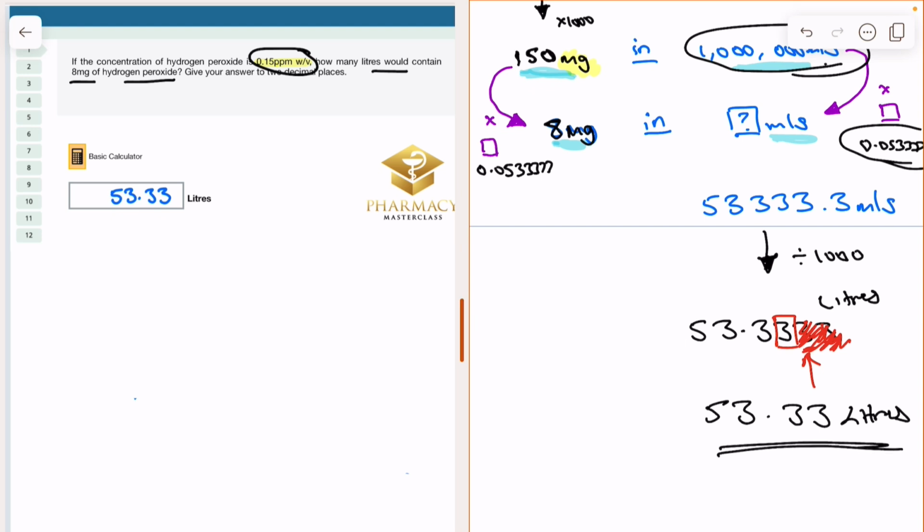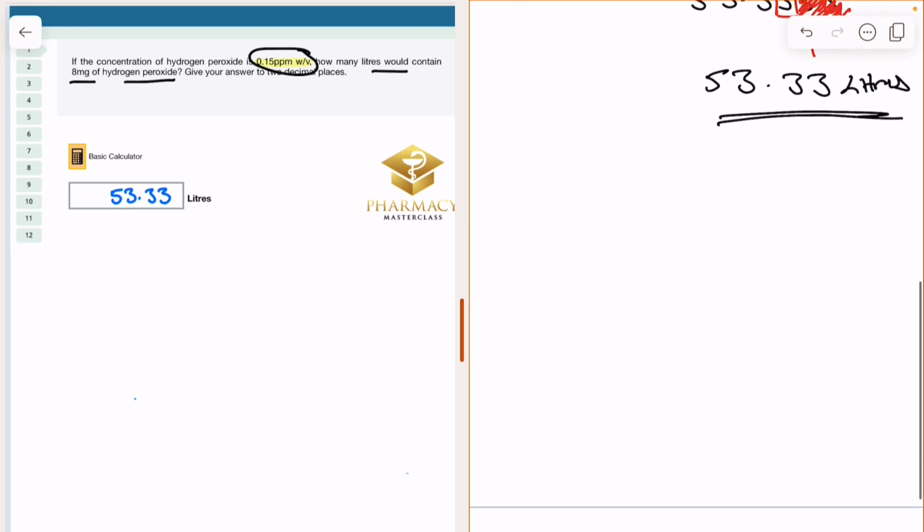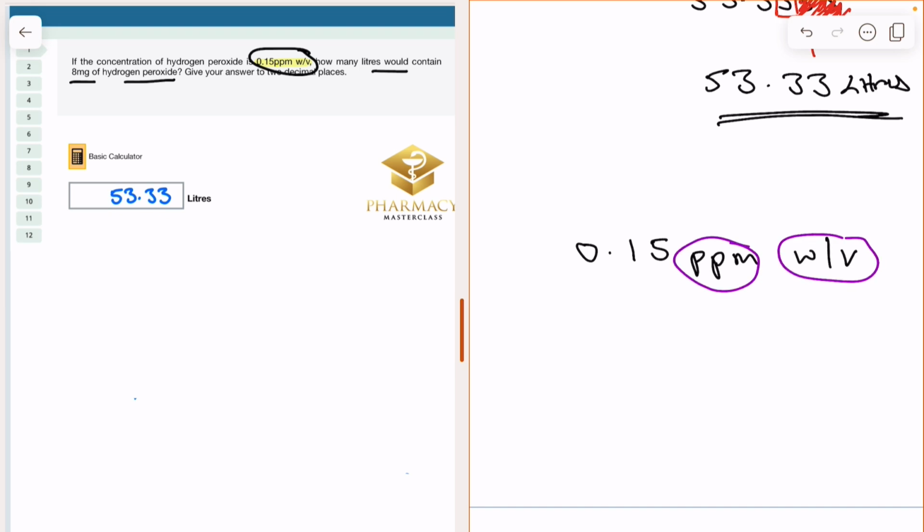The learning point from this question was really understanding that term, wasn't it? They gave you 0.15 ppm w/v. And again, it's about understanding these units.